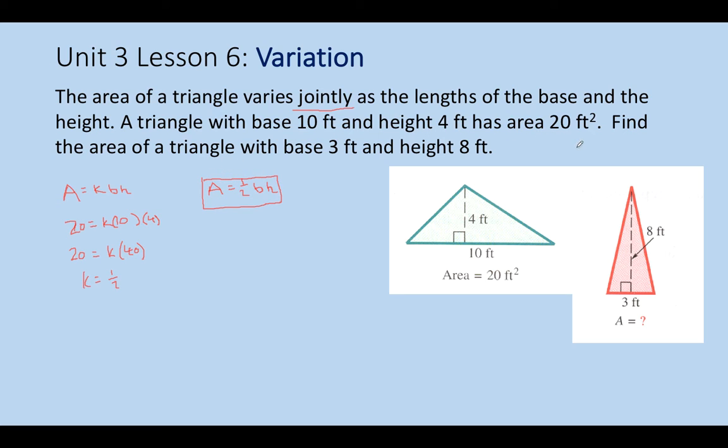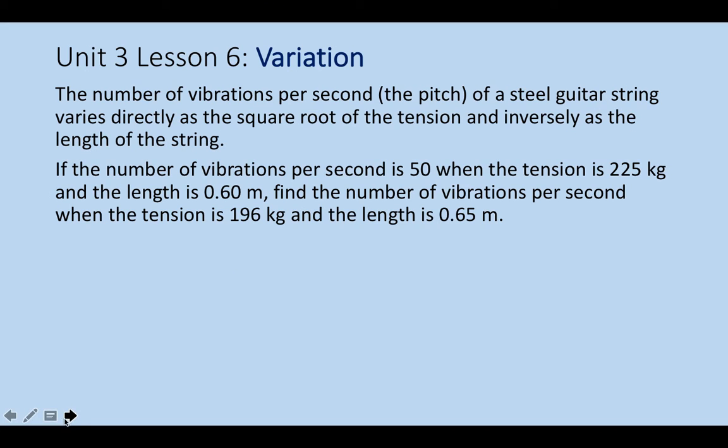All right, and now we just need to find the area of a triangle with base 3 feet. So 1/2 times 3 times 8, and 3 times 8 is 24. Half of 24 is 12. So there's kind of an interesting application there. I guess don't forget we've got feet squared. All right, let's go ahead and move on to the last one.